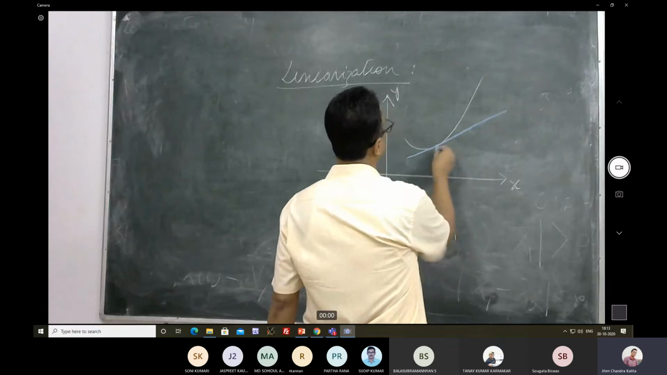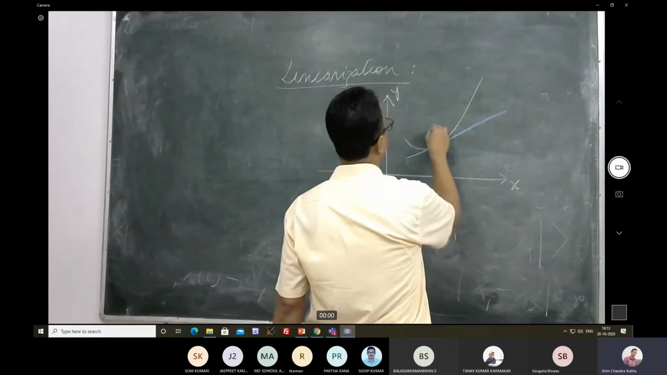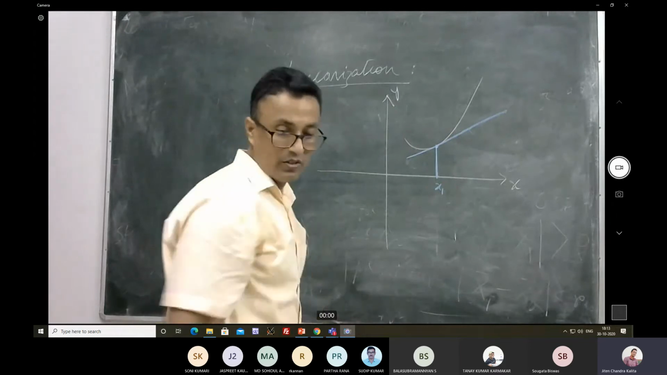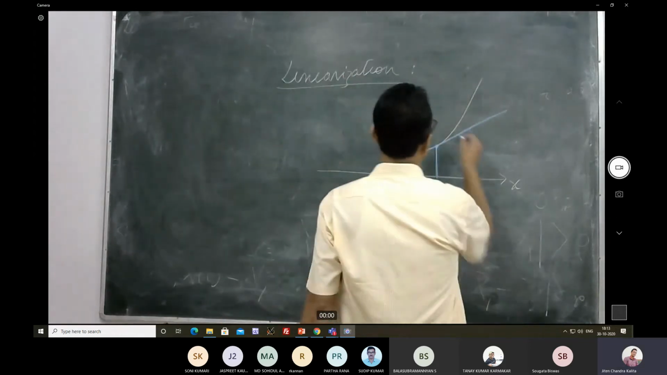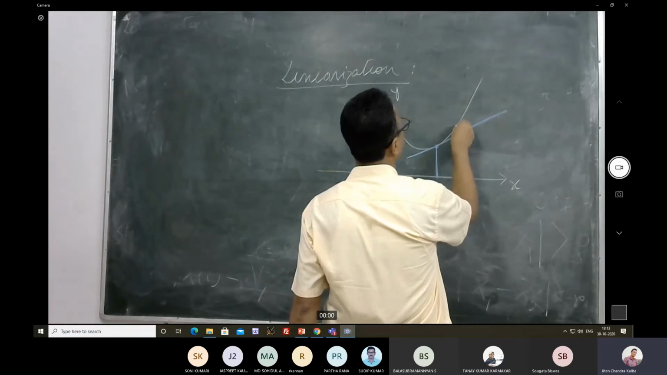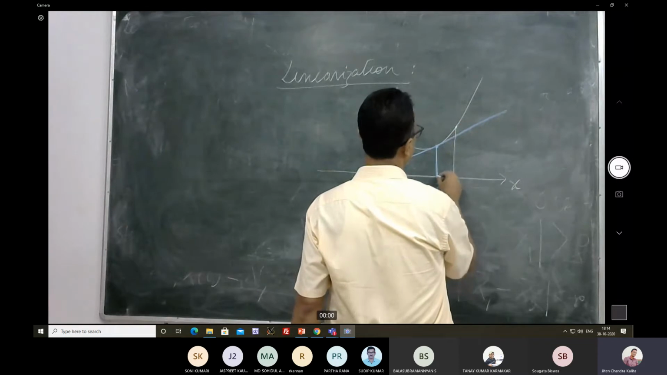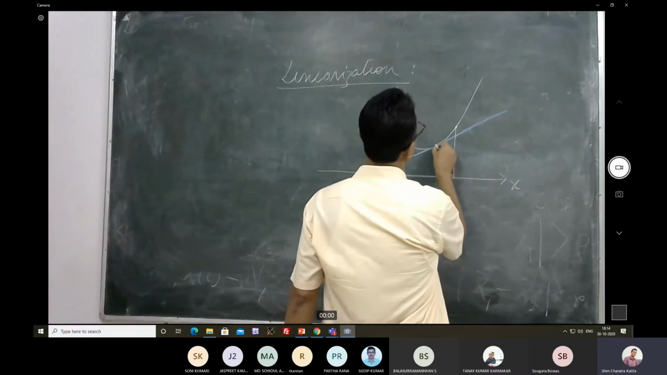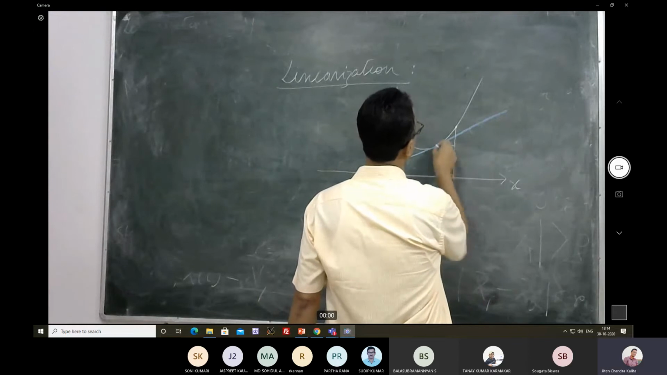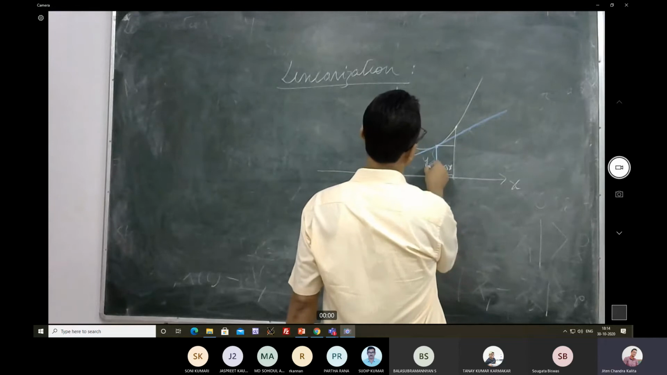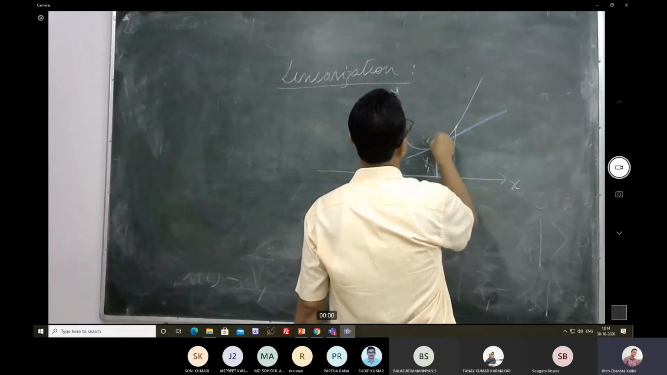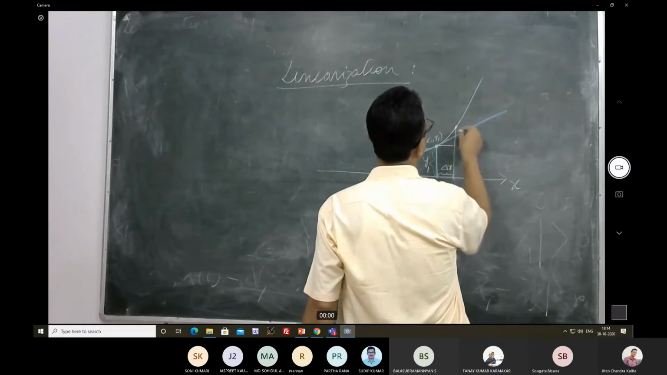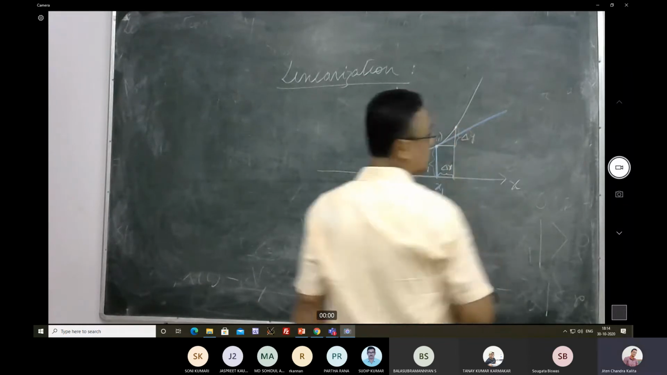Let me call this point x1, because for a critical point I am going to use x1, y1. So suppose this is the point x1. Now suppose I am considering a neighboring point here, and this much distance is delta x. This is y1, so this point is x1, y1, and this is delta y.